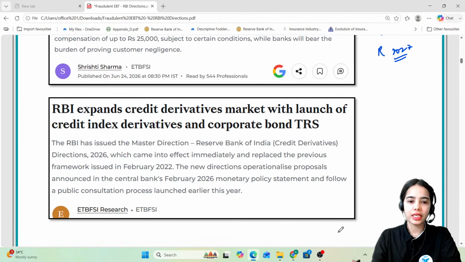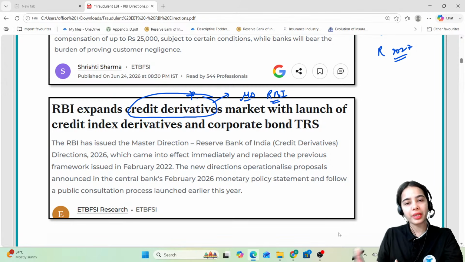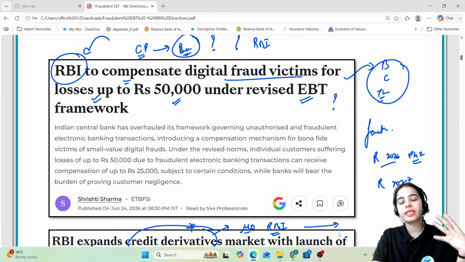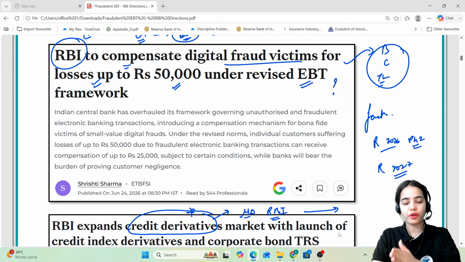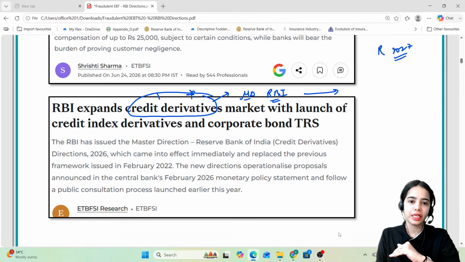The second news article is regarding credit derivatives, a master direction that the RBI has recently released. We started the discussion on credit derivatives, but in the last session we were not able to complete it, so now we are going to complete it. First let's start with customer protection, the first notification of the Reserve Bank of India, then we will continue with the credit derivatives and complete it in today's session.